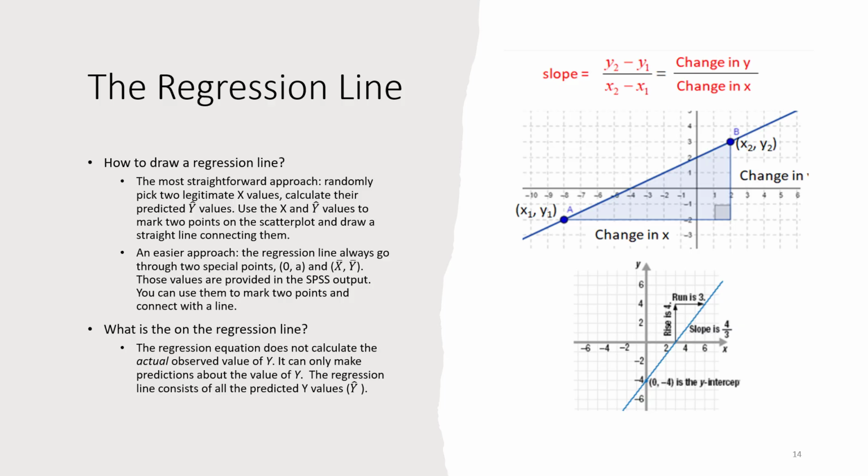It helps to know that the regression line always passes through 2 special points. The first special point is when x equals 0, y equals the regression constant. The second special point is the mean of x and the mean of y. Knowing these 2 special points can save you some calculations when drawing a regression line.